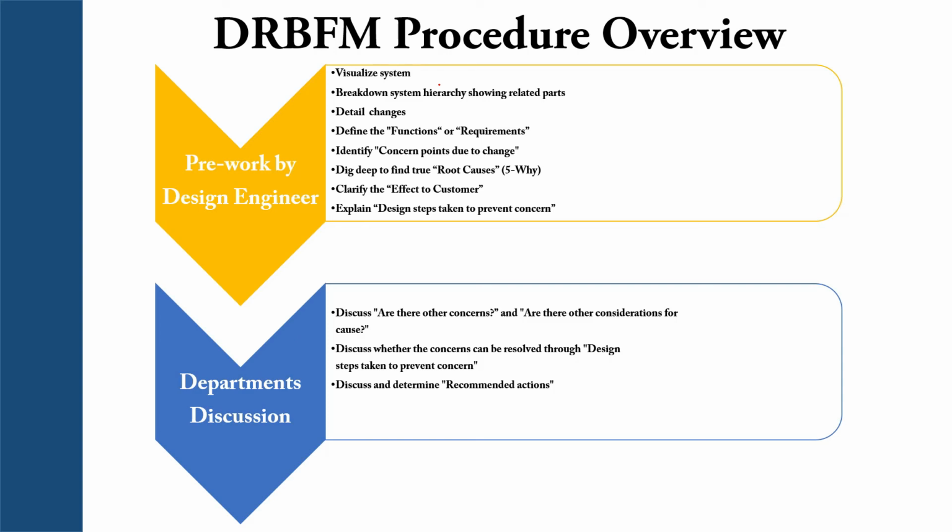Then secondly, you go with department discussion. You discuss, are there any other concerns that we didn't cover? Are there any other considerations for the cause that we didn't take into account? Then you discuss if the concern can be resolved through design steps before we have anything physical, and if there are any steps that can be taken to prevent the concern at first. Then you discuss and determine the recommended actions. Like after all those processes, if there are any leftover problems, what are the recommended actions moving forward and reducing the risk?